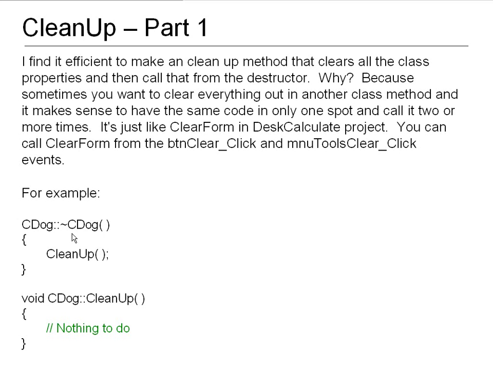So for example, we have CDog, tilde CDog, we call cleanup, and then in the cleanup method we do whatever we have to. If you've got nothing to do, go ahead and write the destructor anyways and the cleanup method, and in the cleanup method put nothing to do. This is a placeholder for any future changes, and it provides a clear direction because in most projects you copy and paste for other classes as it grows, and you do not want it to evolve. You want it to follow in the direction that you laid out. So again, even if you're not dynamically allocating any memory, go ahead and put the destructor in and do the cleanup, and in the cleanup put nothing to do.